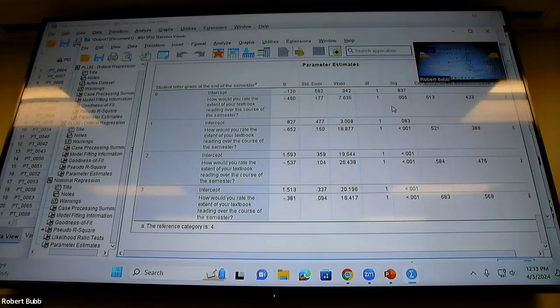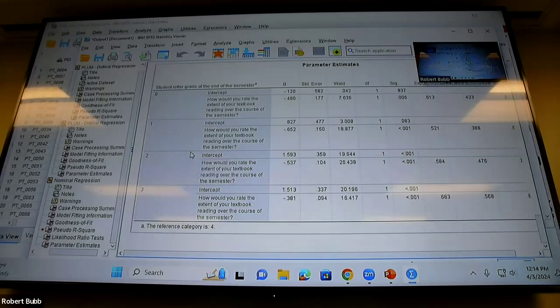Okay, so let's talk about it. We already saw A to B with the binary logistic regression. But if we were to compare a C to an A grade, would the extent of the textbook reading distinguish between A and C students? What would you say? Yes, it's significant, right? And it probably makes sense: the further you are from A, the more likely it would be. So we're looking at B versus A and predicting C versus A grades or D versus A grades, and so forth.